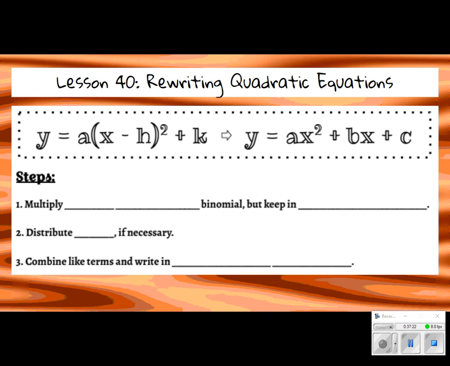So here are the steps. You're going to multiply the perfect square binomial. Remember that (x minus h) squared represents 2 binomials. But when you multiply it out, you're going to keep it in parentheses. You have an a value in front, so you're going to distribute the a if there is one. And then you're going to combine like terms and write in standard form.